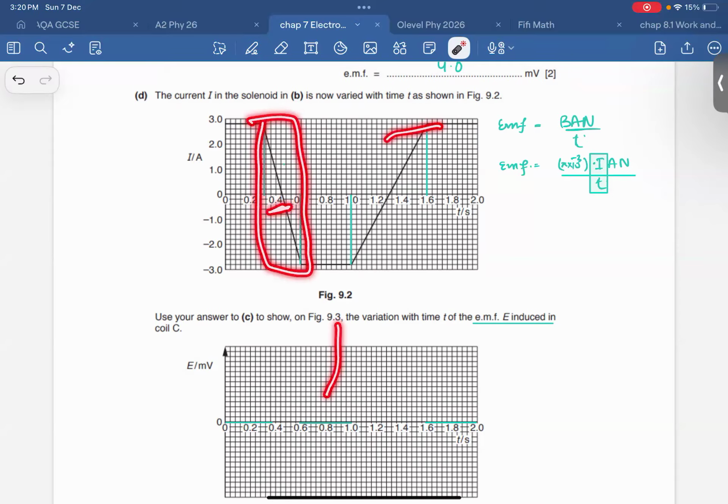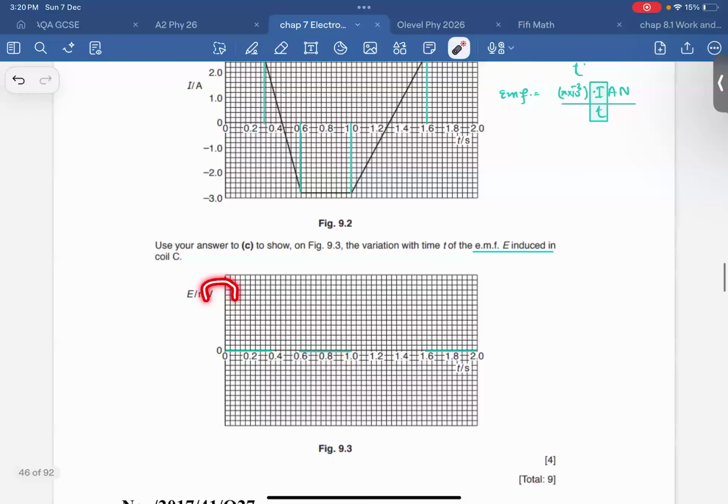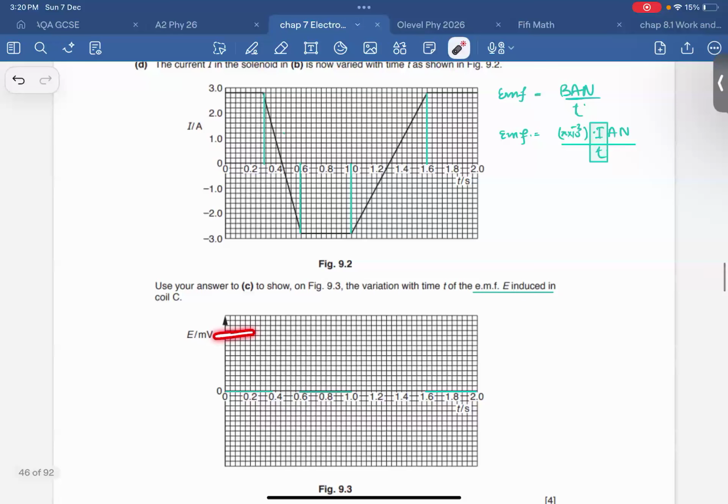You can see that we don't have any axis labeled on the vertical axis, so you don't have to find the exact value. Wait, they're saying 4 marks, so will they give you a mark for that? No, I don't think so, don't worry. You don't have to draw the graph precisely.